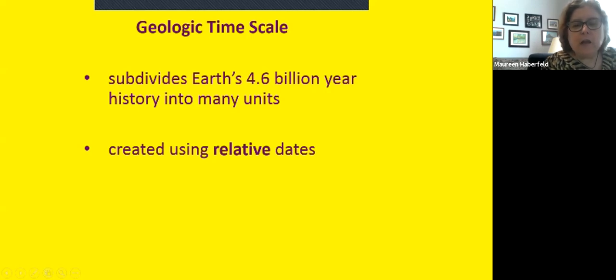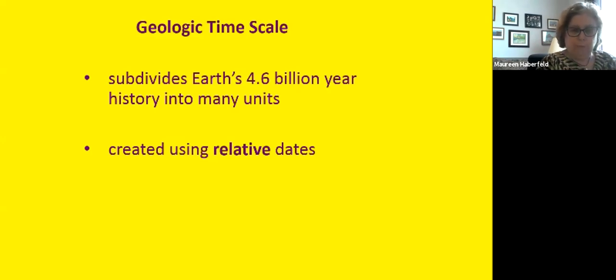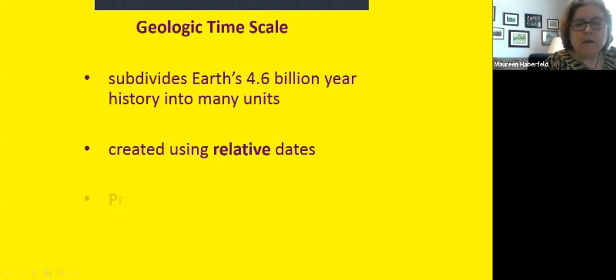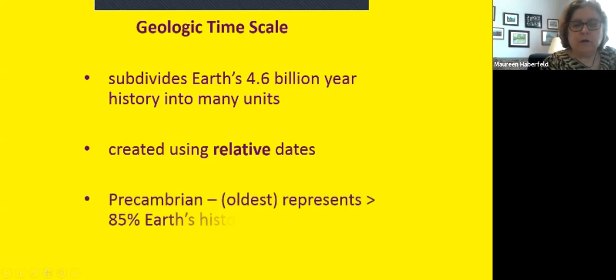And it was created using relative dates because it was created in the 1800s in England. They did not have the ability back then to do radiometric dating, which gives you an accurate absolute date on a rock. They couldn't do that back in the 1800s. They could just tell which was older and which was younger by which was on top and which was below. So it was created using relative dates, which is just saying which is oldest, which is youngest.